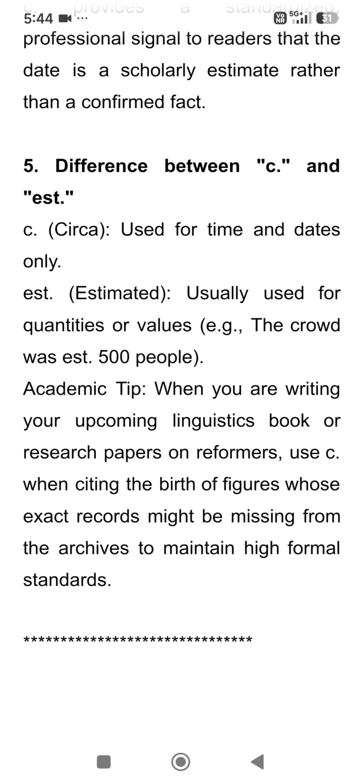And the difference between C and EST. C is circa, used for time or dates only, and EST is estimated, usually used for quantities or values. Example, the crowd was estimated at 500 people. So that is there. And now finally, what's the academic tip? When you are writing your upcoming linguistics book, use it properly. That is enough.